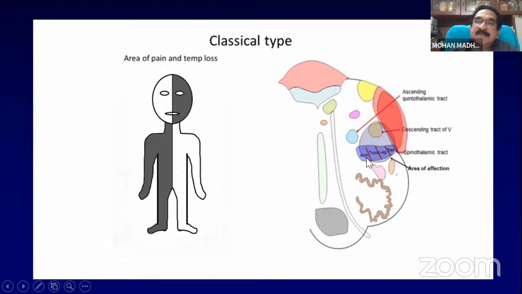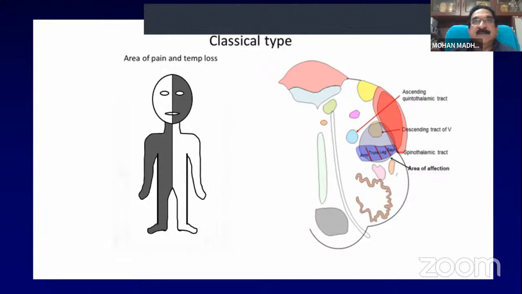There is a lamination here, just like in the spinal cord. The sacral area is lateral most, then comes the leg, then the trunk, then the head, and middle most is the arm. So if you have any doubt in between, please stop me. You can interrupt and ask me to clarify and then go on. So this is the area in the lateral medulla. This ascending quintothalamic tract is situated more medially than the descending tract. The descending tract is lateral. These fibers crossing here go medially and ascend.